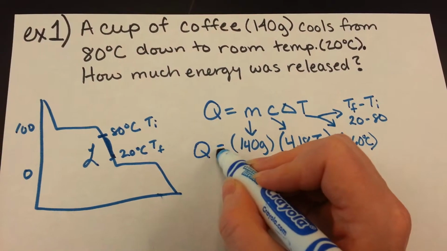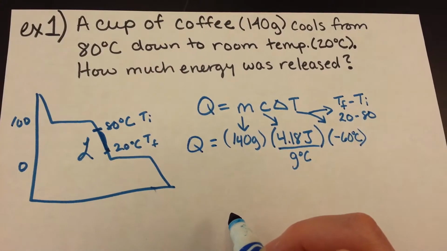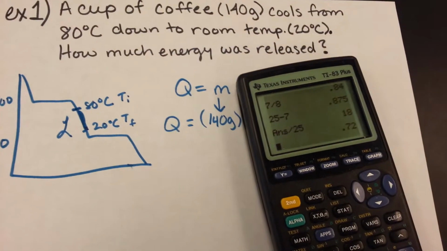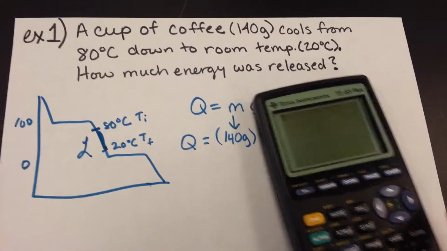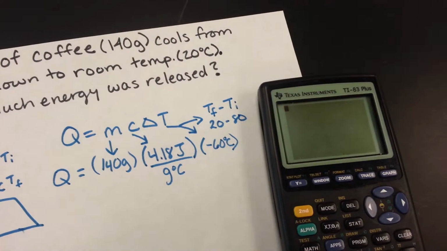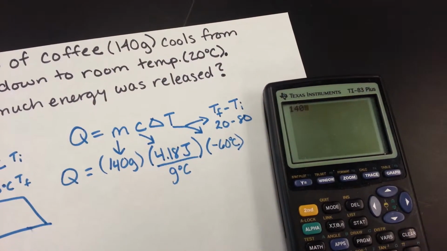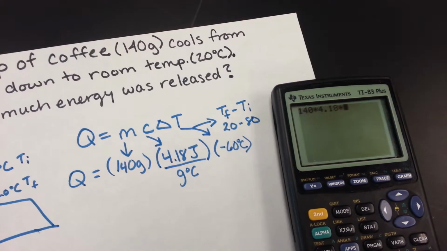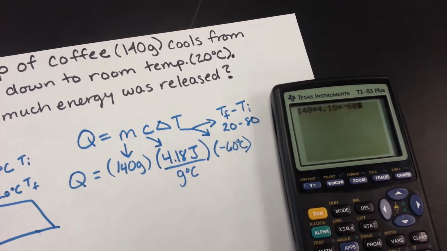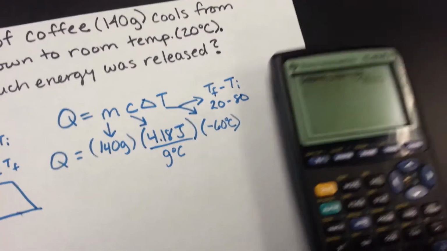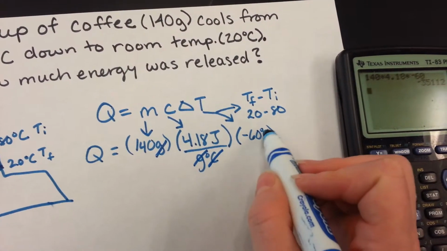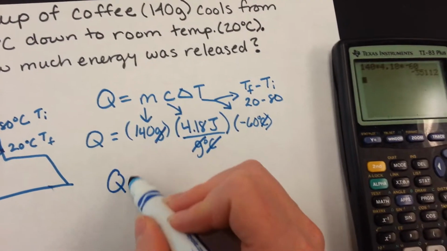Now the question asks us for energy, and that is Q. So at this point we just have to multiply. So we'll take out our handy dandy calculators and do just that. So we'll do 140 times 4.18 times negative 60. Now realize that this answer, since our grams divided out, our degrees C divide out, this answer is in joules.